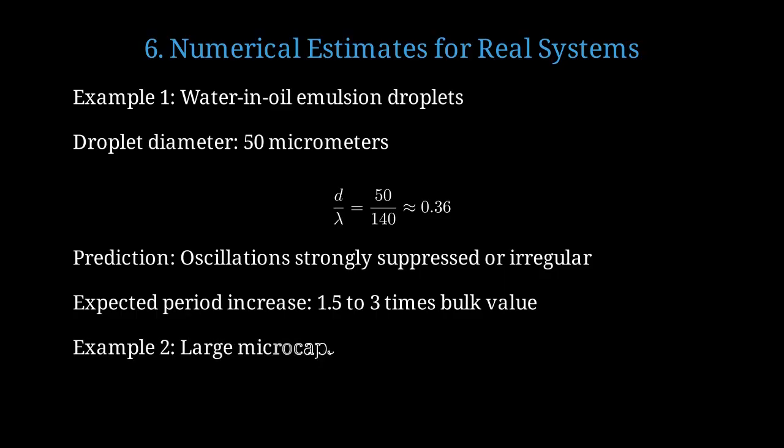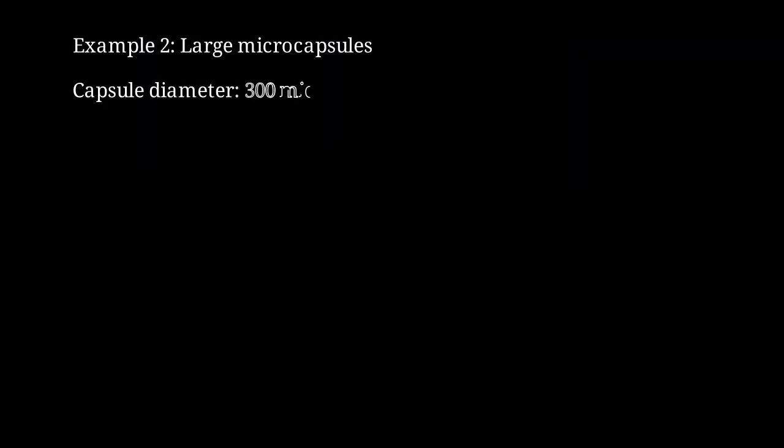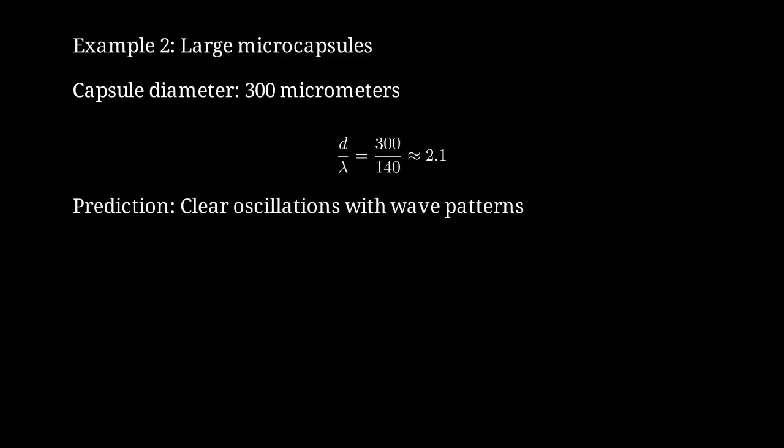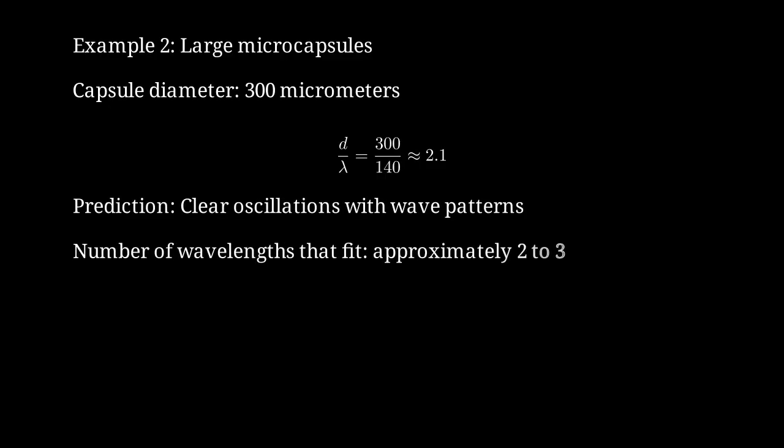Now consider larger microcapsules used in some experiments. These capsules have a diameter of 300 micrometers. The ratio is now 300 over 140, approximately 2.1. We predict clear oscillations with visible wave patterns forming inside the capsule. Approximately 2 to 3 wavelengths can fit across the diameter, creating target patterns.